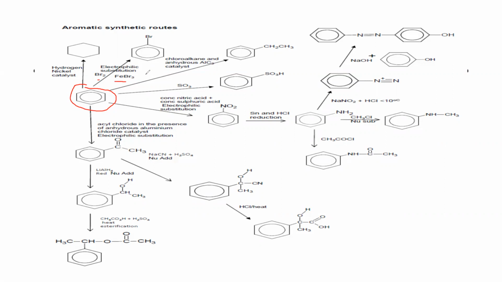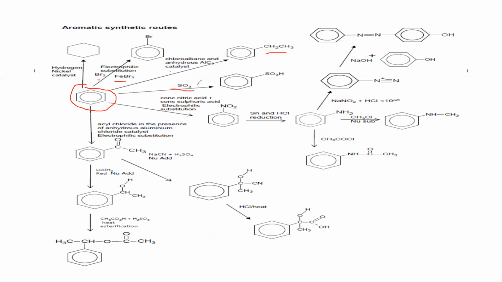This iron tribromide is basically a catalyst which first produces a bromine electrophile, and then as a result, the reaction started. Or if you have a benzene ring, you use chloroalkane and anhydrous aluminum trichloride as a catalyst. This will result in a formation of alkyl benzene, a benzene ring with an alkyl group.